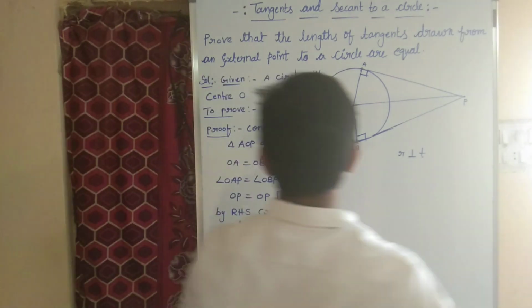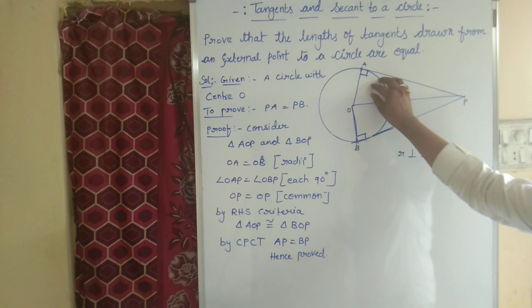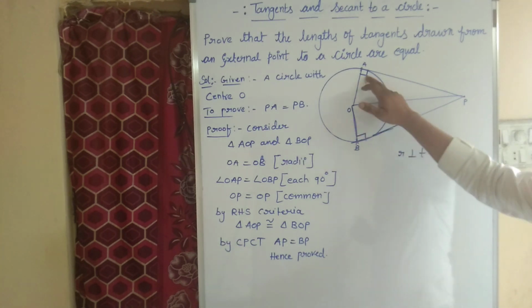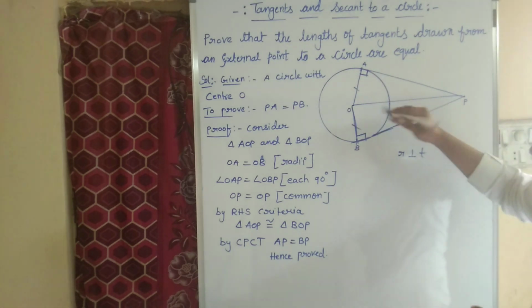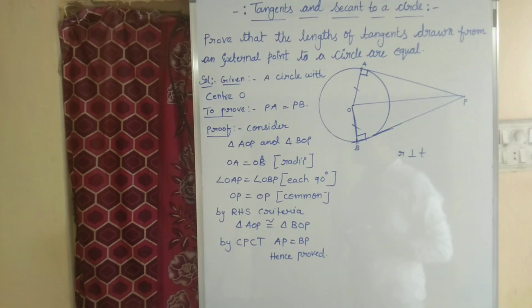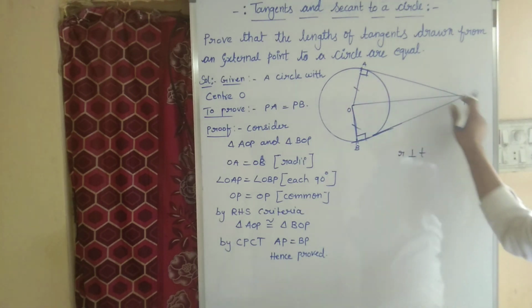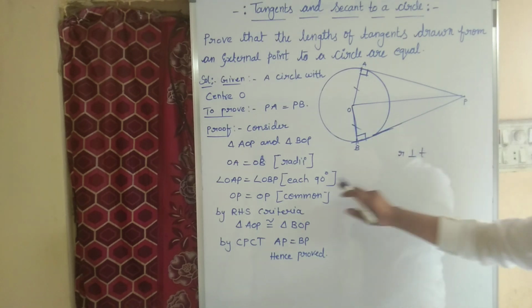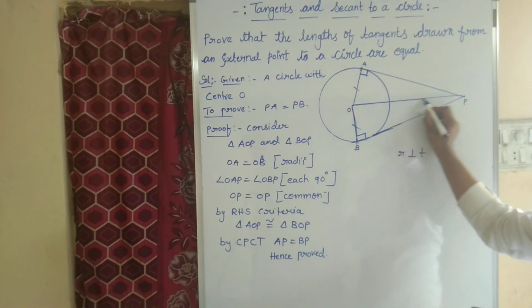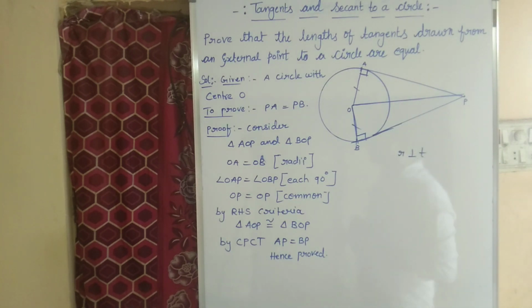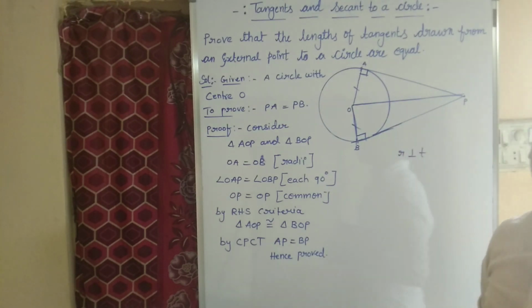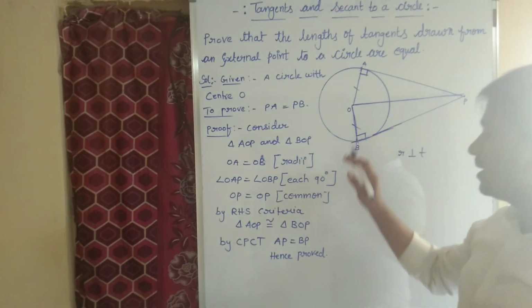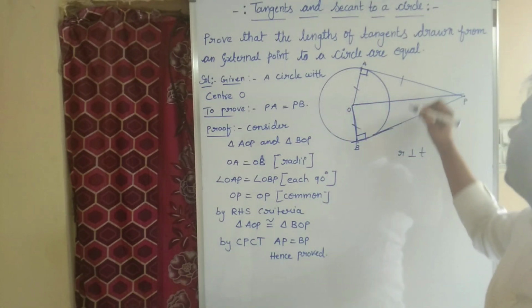Once again I am explaining. We are considering two triangles. OAP is one triangle, OBP is second triangle. We know that OA equal to OB because they both are radii of the circle. The second one, angle OAP is 90 degrees, also angle OBP is 90 degrees. And third one is OP equal to OP, common side to both the triangles OAP and OBP. So by RHS criteria, I can say that triangle OAP is congruent to triangle OBP. If two triangles are congruent, by CPCT, corresponding parts of corresponding triangles, I can say that AP equal to BP.